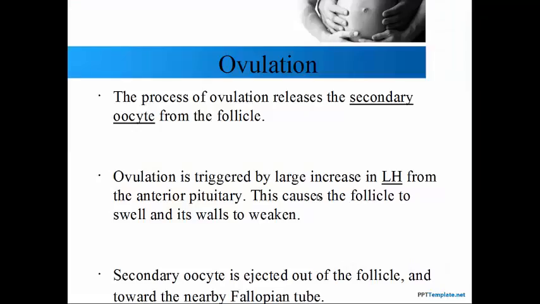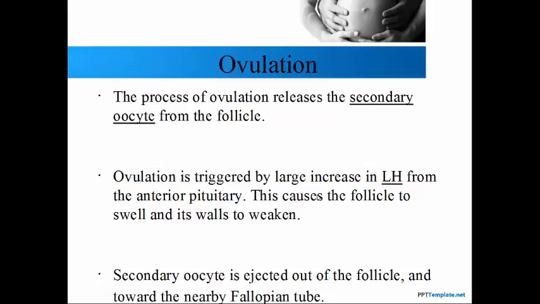Leading up to that, or following up on that, the process of ovulation will release the secondary oocyte. Now this is caused by a very large spike in the hormone LH, luteinizing hormone, from the anterior pituitary. And the very sudden increase of LH causes the follicle walls to swell and to weaken. So think of filling up a water balloon. You can only fill it up so much before the walls rupture and tear apart. It's the same basic thing happening here to the follicle. It increases so fast and gets so weak, it just ruptures apart. And the secondary oocyte is actually ejected out of the follicle, toward the nearby fallopian tubes.